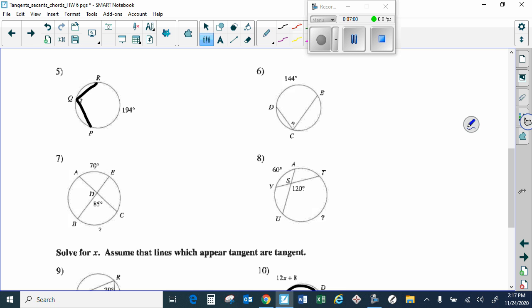Okay, don't forget here we have just an inscribed angle. So we know an inscribed angle is half of its intercepted arc. So half of 194 is 97 degrees.